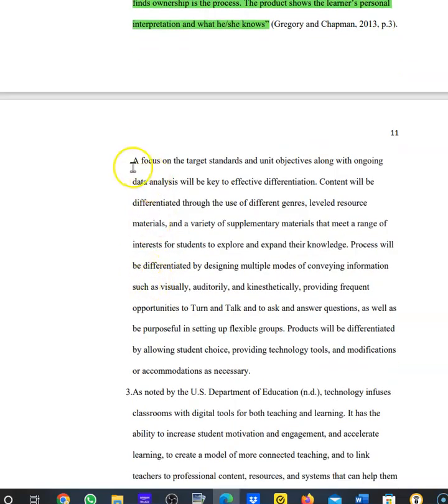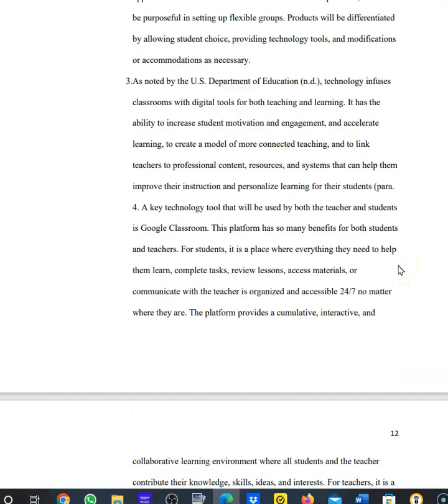All right, and then she's going to tell us what differentiation she will do in Unit 1, and it is not going to be the same as she's going to do in Unit 2. She says a focus on the target standards and unit objectives along with ongoing data analysis will be key. So this is what she's going to differentiate. Content will be differentiated through the use of different genres, leveled resource materials, and a variety of supplement materials. Again, this is specific. Don't just say it's going to be differentiated. You must tell us how, and it's got to be different in Unit 1 as in Unit 2.